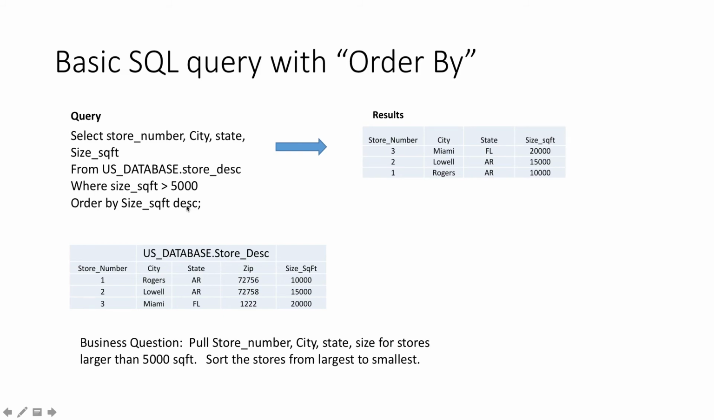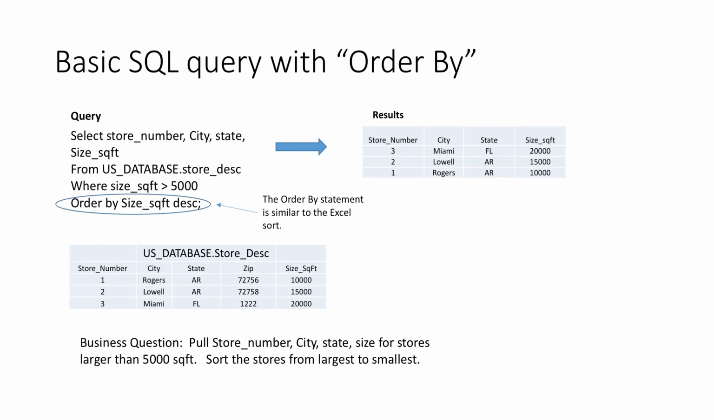So these are our results. It pulled back all of our stores. All our stores are larger than 5,000 square feet. So all the stores are evaluated. And now we're going to select the columns that we need because nothing got filtered out. And it ordered by size square feet, this column descending. And remember that the key word to do this is the order by.